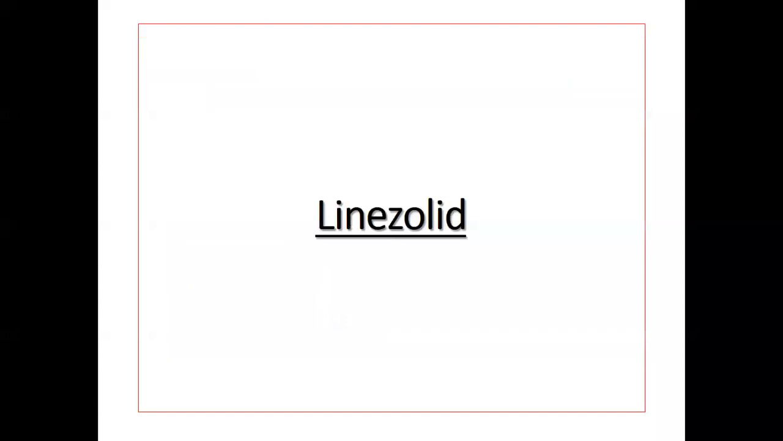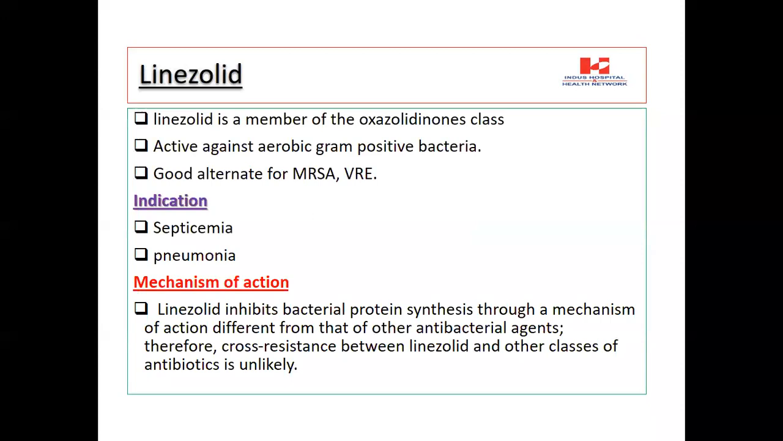Another class of antimicrobial is linezolid. It is a member of the oxazolidinone class, and it's active against aerobic gram-positive bacteria. It's a good alternative for MRSA and VRE, vancomycin resistant enterococci. There are some indications as a second-line agent to be used in vancomycin resistance cases, or in those cases where we cannot give vancomycin. It's a last-line option available to be used.